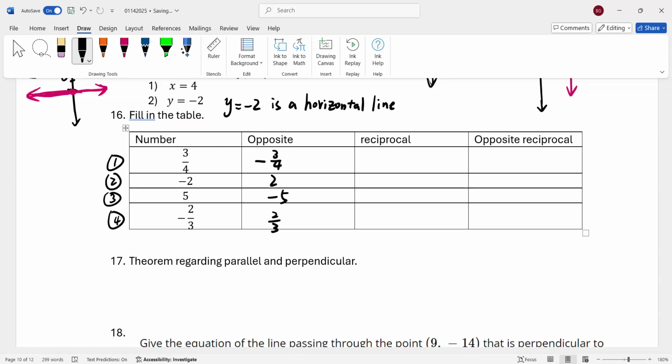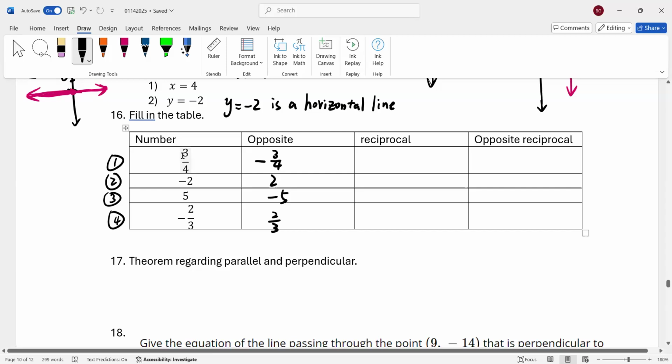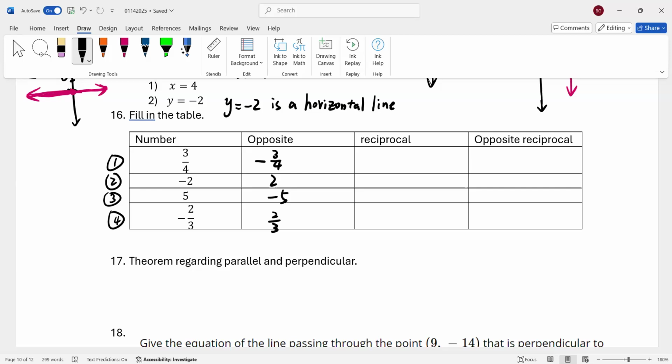And what is opposite? Opposite does not change the absolute value. It only changes the sign in front of the number, okay? Reciprocal is different. Reciprocal does not change the sign. Reciprocal only flips the numerator and the denominator. The first number is 3/4. The reciprocal of that number is still positive. Again, reciprocal does not change the sign. If it's positive, the reciprocal is still positive. If the number is negative, the reciprocal of the number is still negative.